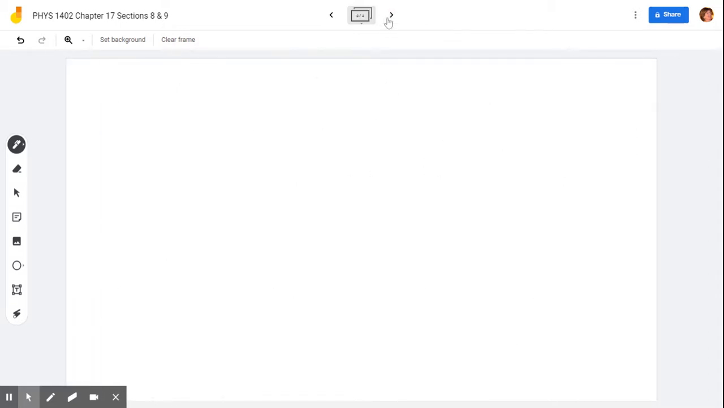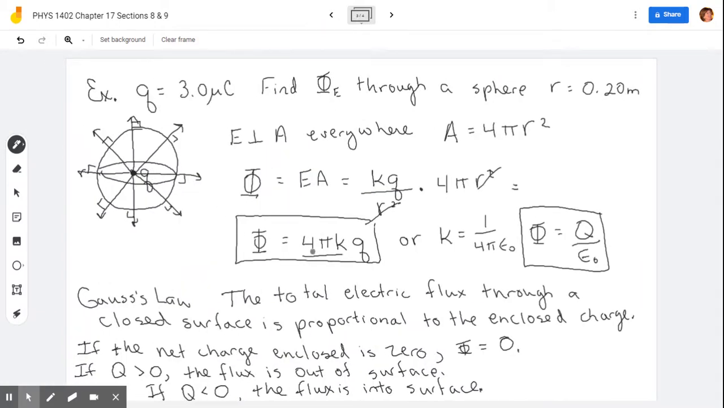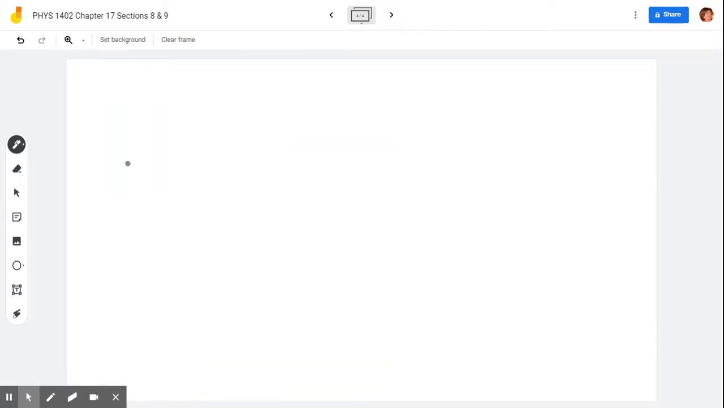Let's look at an example. Oh, we didn't finish the previous example. Notice on the previous example, if we want to calculate the flux, it only depends on the value of Q. So let's actually go and calculate it. We know that the flux, in this case, is 4 pi k Q. Now, I know we did that for a very specific surface, which was a sphere, because that was easy to draw and visualize. But Gauss's law holds for all closed surfaces.